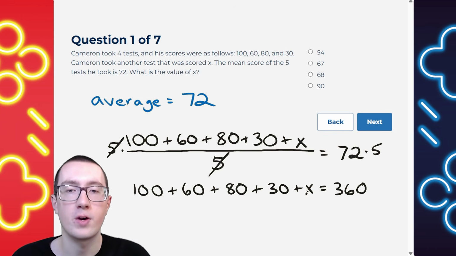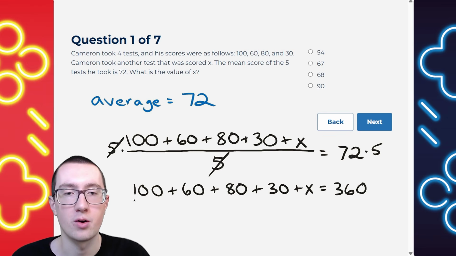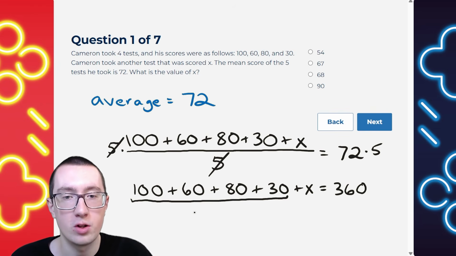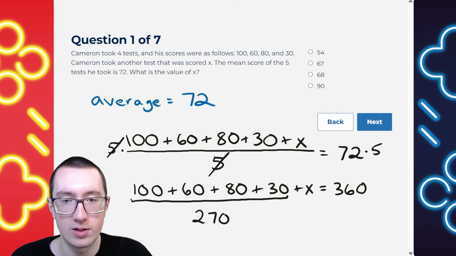So now that we've gotten the fraction out of the way, it's a lot easier to get X by itself. But this equation still looks kind of complicated. But all of these are just numbers that I can add together. I guess you could call them like terms. So why don't I just add all of these together? So 100 plus 60 is 160, plus 80 is 240, plus 30 is 270. So all of this together makes 270 plus X equals 360.